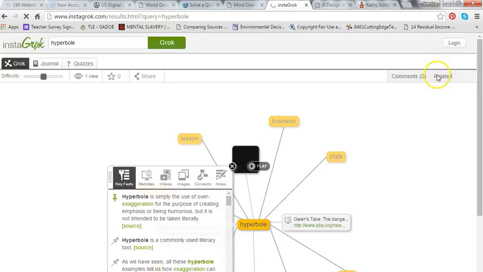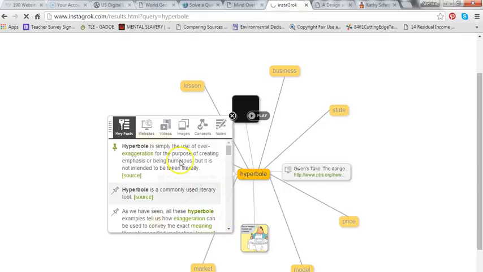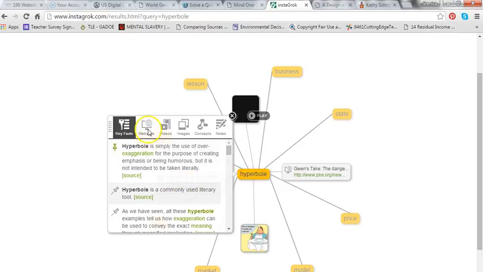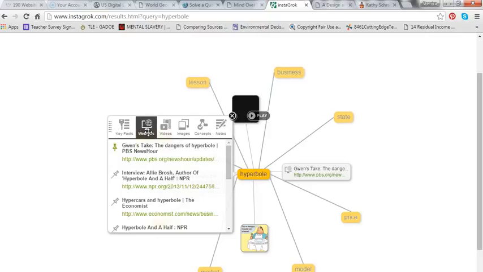Okay, let's go right back to Instagram real quick. Hopefully it came up for me. Okay, there we go. So you see how it came up? Hyperbole, the simple use of over-exaggeration for the purpose of creating emphasis or being humorous. It automatically gave us key facts. Now it gives us websites, videos that are related, and also you get images and other concepts that are related. And how it's used is going to be in that concept model. So from a lesson planning standpoint, this is excellent, because it pretty much is going to give you the resources that you need to be successful.